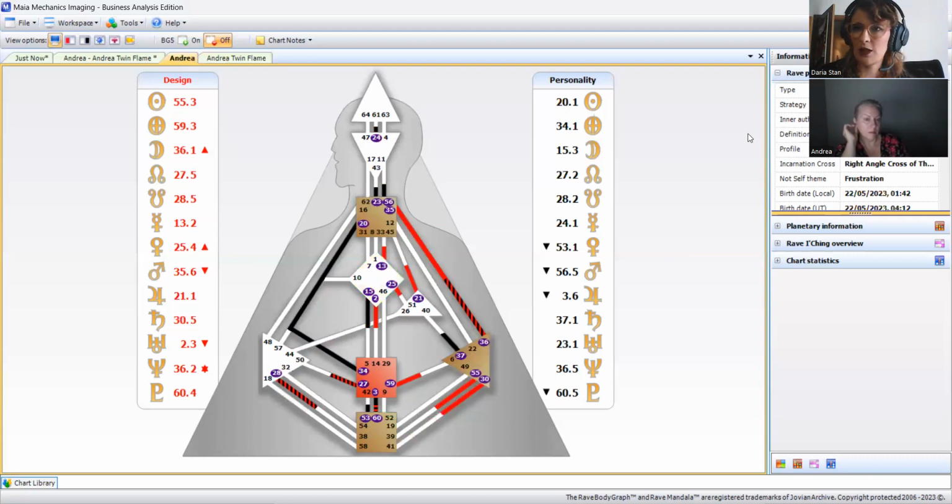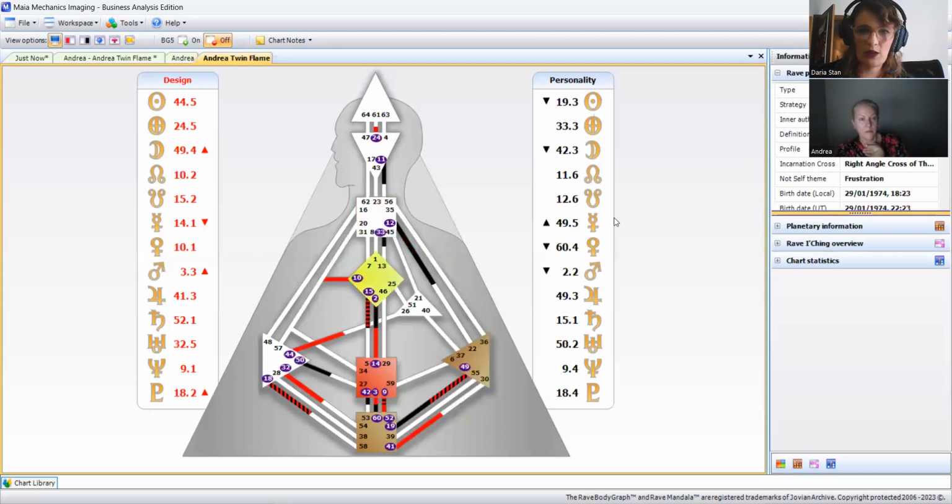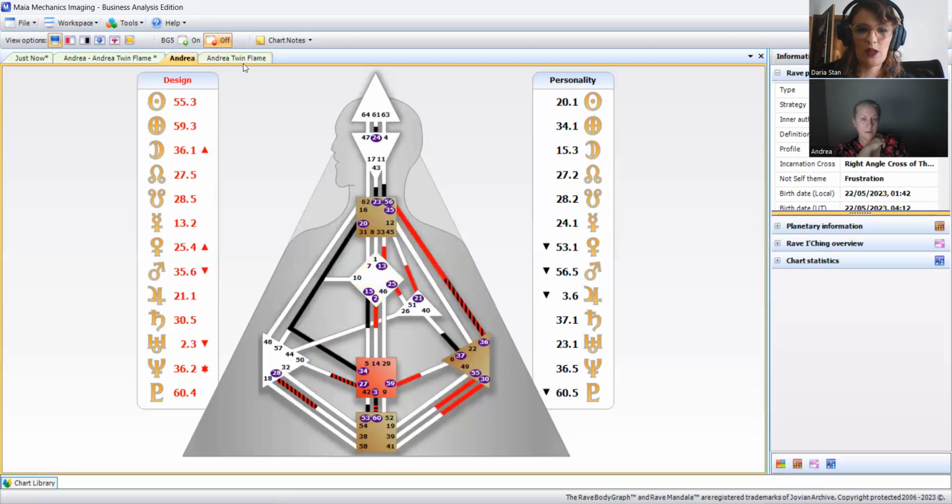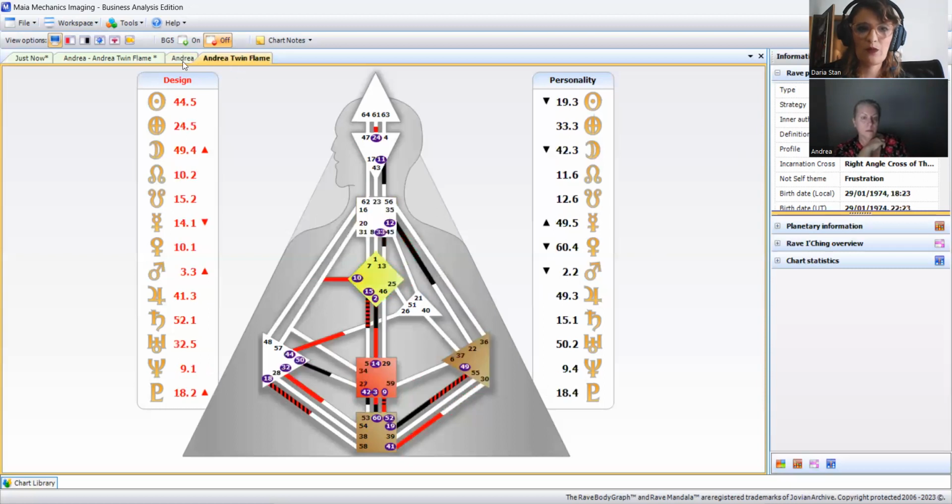That's about it. I'm looking if I missed something. No, I didn't. I'm not gonna go into that many details about your twin flame. I'm just gonna look at what's different between your charts. He has an open throat and he has a defined G center. So that's the two big differences.